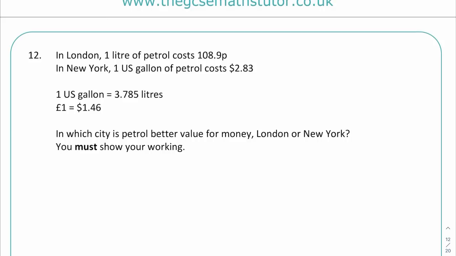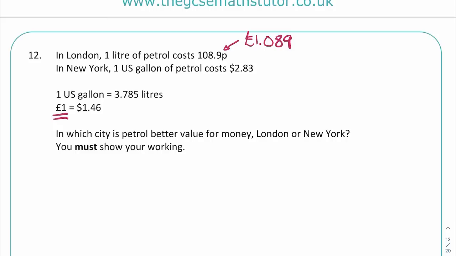Now, for starters, I'd much rather this be written in pounds, as my conversion is going to be working in pounds. So I'm going to divide that by 100. It comes out as, I'll write it with a pound symbol, 1.089. So £1, 8 pence and a little bit. So it's almost £1 and 9 pence.